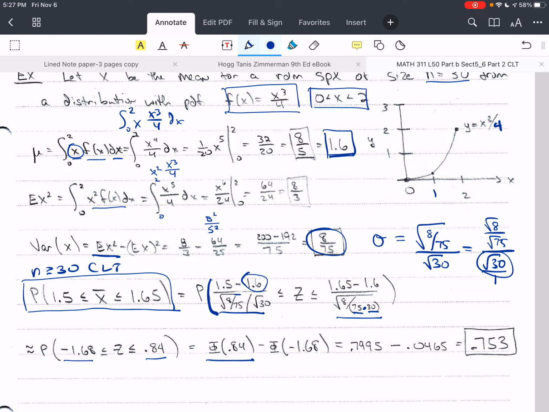So phi of 0.84 minus phi of negative 1.68. Remember, this is going to be in table 5b. I'm going to look up positive 1.68. This is going to be in table 5a, and I'm going to look up the 0.84. Okay? And so I can get these two values directly from the table, and it ends up being 0.7530.